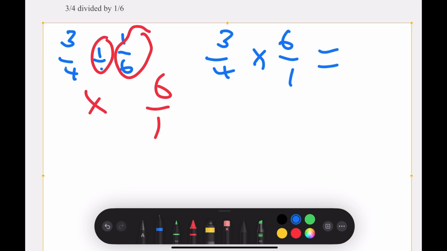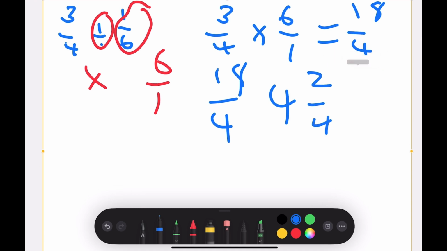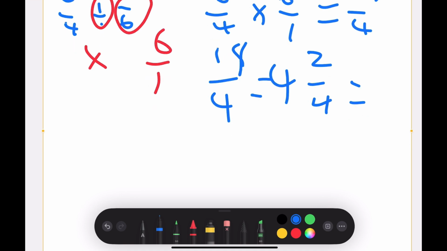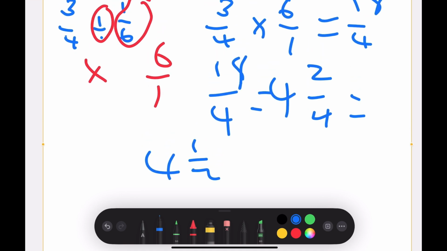So now we'll just multiply as usual. 6 multiplied by 3 is 18, 4 multiplied by 1 is 4, and we get 18 over 4. So let's change 18 over 4 into a mixed number. 4 goes into 18 4 times and has a remainder of 2, so that'd be 4 and 2 over 4. However, we can simplify the 2 over 4, so it now becomes 4 and 1 over 2, and that would be your final answer.